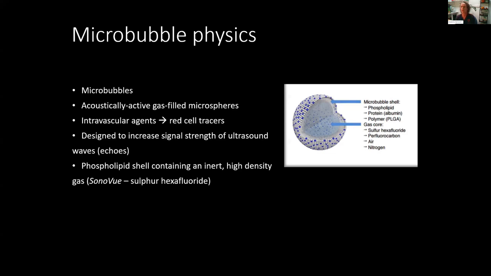Now, ultrasound coming from contrast bubbles come from the scattering of incident ultrasound at a gas-liquid interface. And this interface is obviously the bubble in the blood. And this increases the strength of the returning signal. Now, let's quickly remind ourselves of what contrast is. It's purely a microbubble, acoustically active, gas-filled microspheres. And in the case of SonoView, the bubble is a shell made of a phospholipid that contains an inert high-density gas called sulfur hexafluoride.